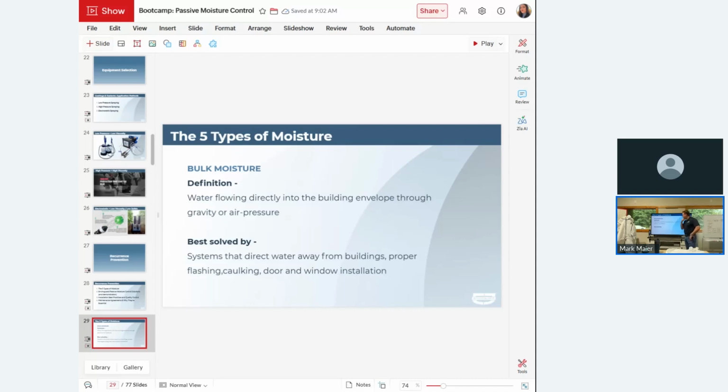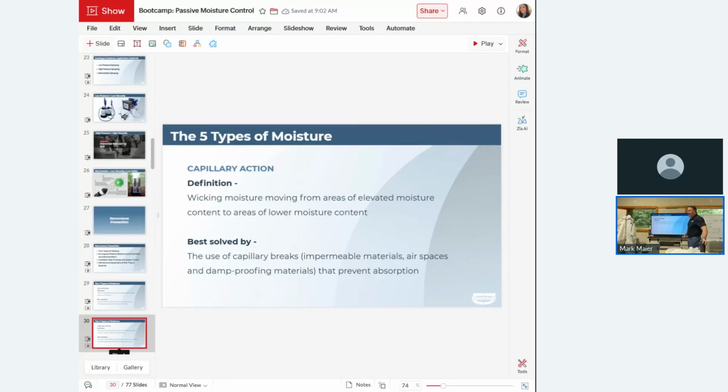Let's talk about how we solve it. So bulk moisture is best solved by systems that direct water away from buildings, right? We could put a leader on those downspouts and move water away from the foundation. Proper flashings. This is a big one, right? Most of the time when we see bulk water intrusions, it's a flashings failure. Caulking, of course, that interfaces with that, and improper door and window installations, right? If we correct those things, most of the time we're going to probably solve 95% of all of our bulk moisture issues. Next slide.